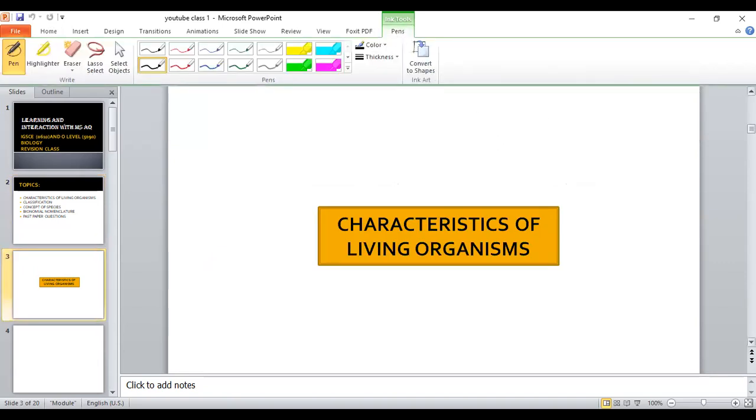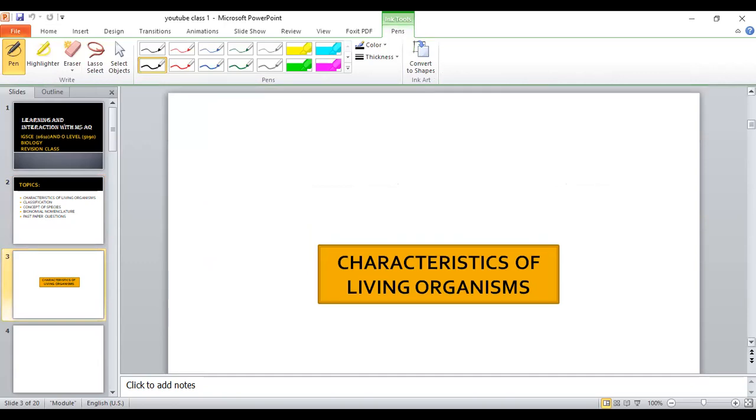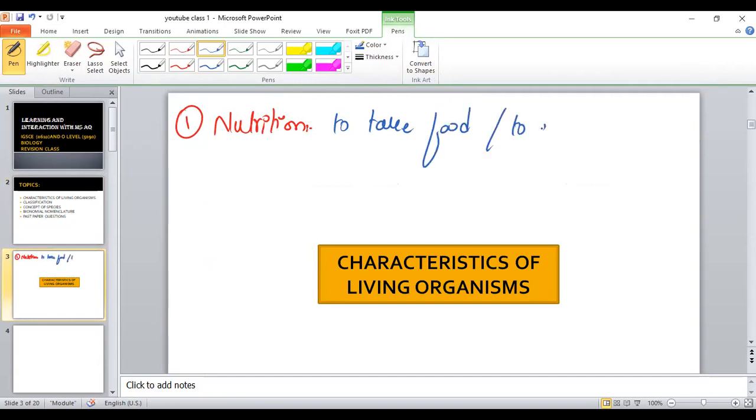When we talk about characteristics of living organisms, all living organisms share 7 basic characteristics. Number 1 is nutrition. What is nutrition? Nutrition means to take food, and you can write it down, to get nutrients. Number second, respiration. What is respiration? Break down nutrients, especially glucose, to release energy, because all living organisms need energy in their body.